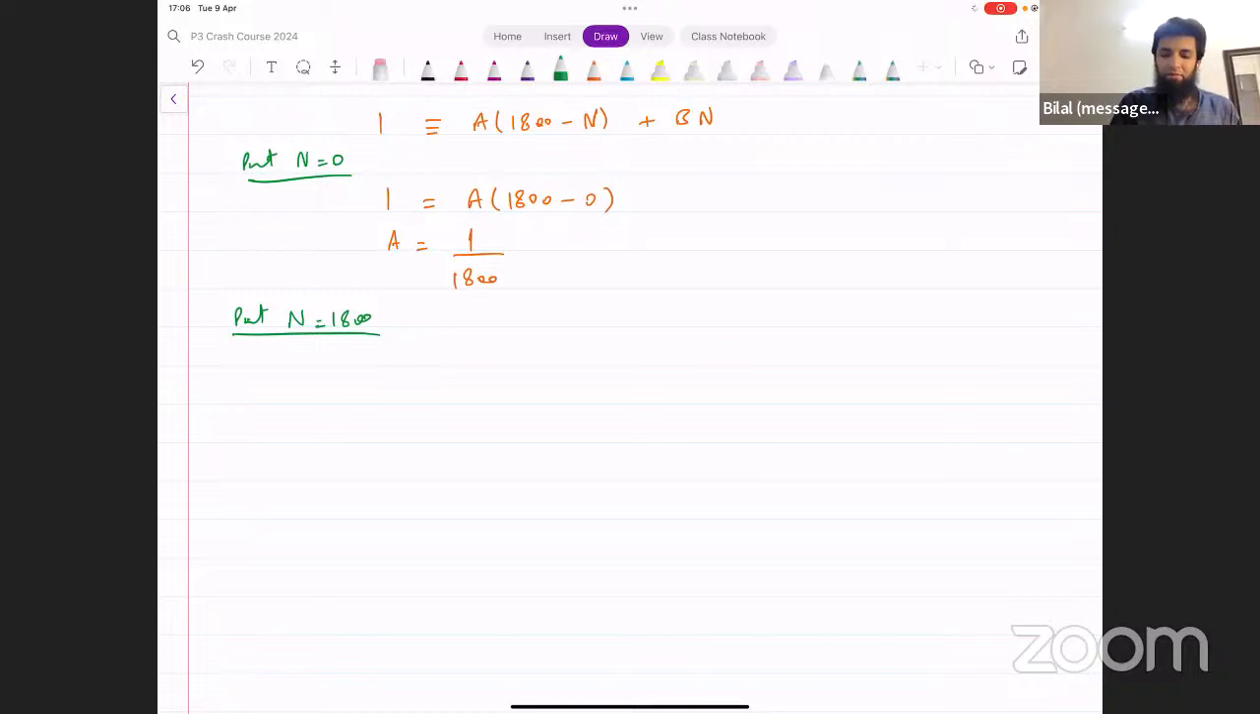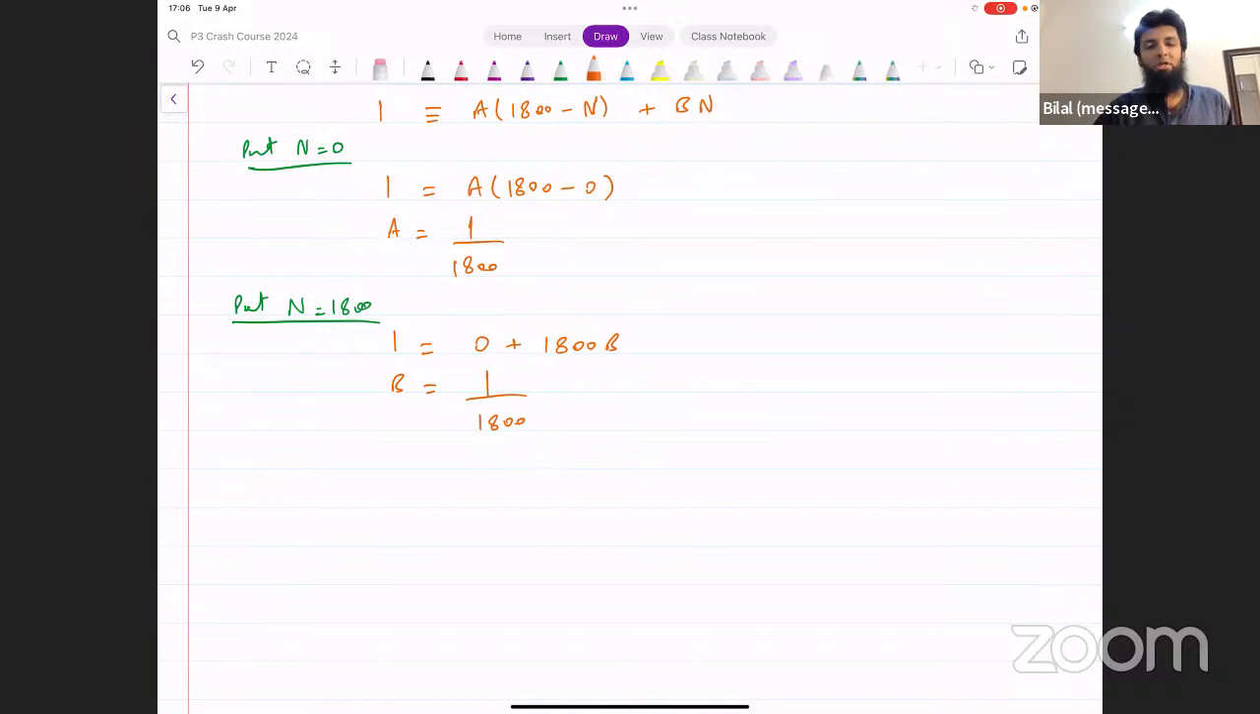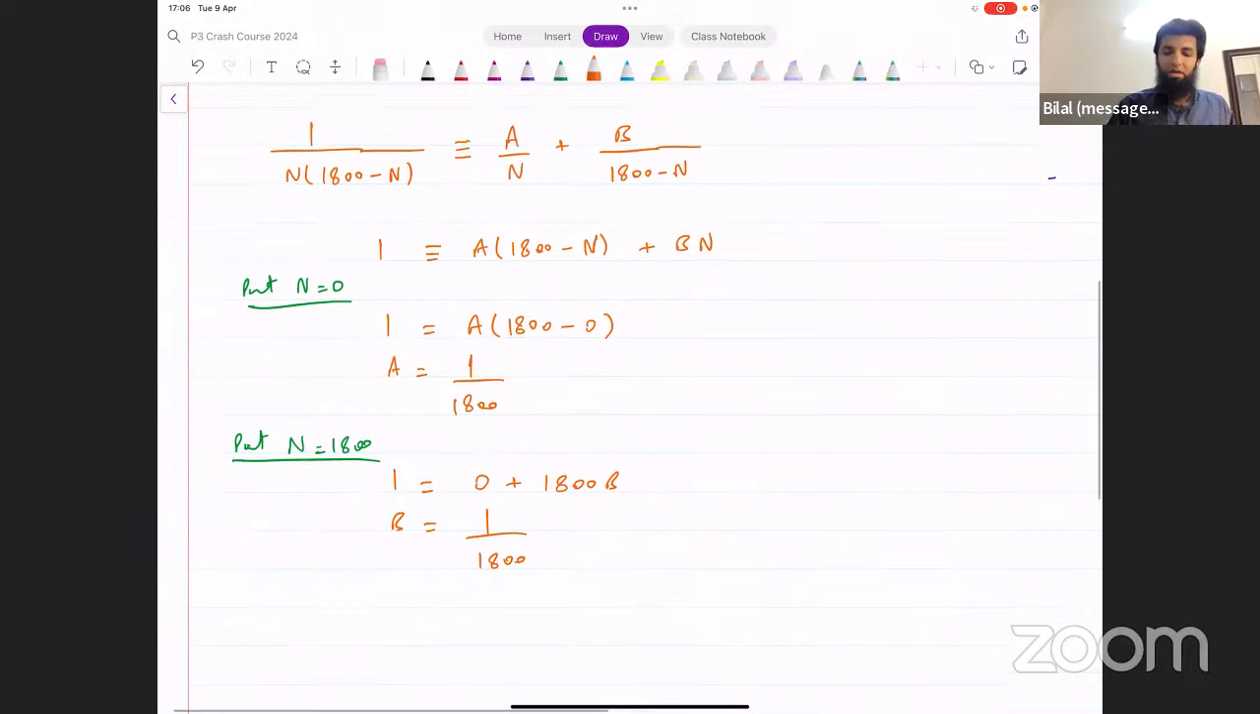And that gives you 1 equal to 0 plus 1800 times b. So what's the value of b? The value of b is 1 over 1800. A and b both turn out to be 1800.